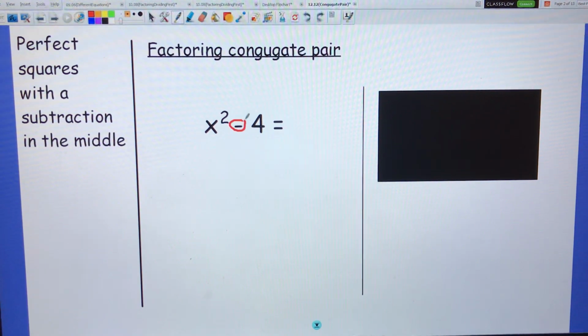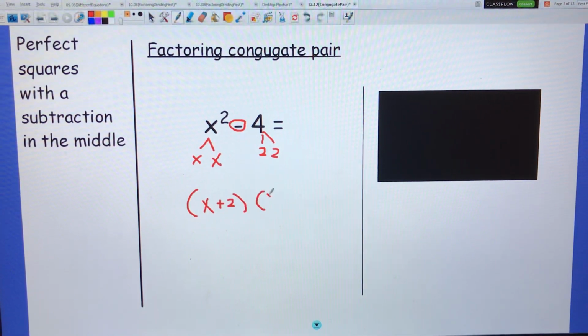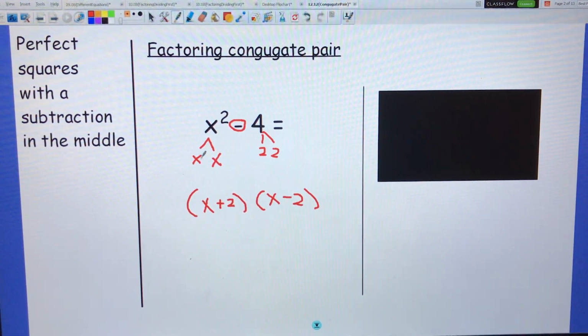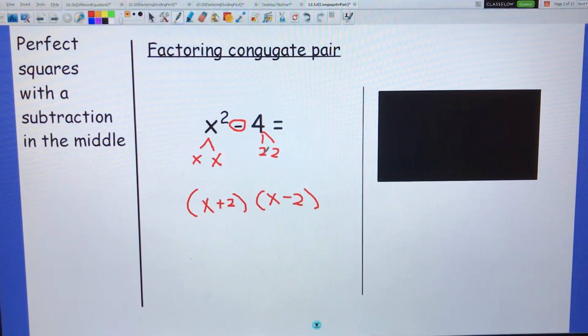So if I have a minus sign, these are perfect squares. What makes x squared is simply x and x. And then this side, what makes 4 is 2 and 2. So your answer is just simply x plus 2 and x minus 2, okay? You're always going to have a plus answer and a minus answer. So again, it's x plus 2 and then x minus 2, okay?